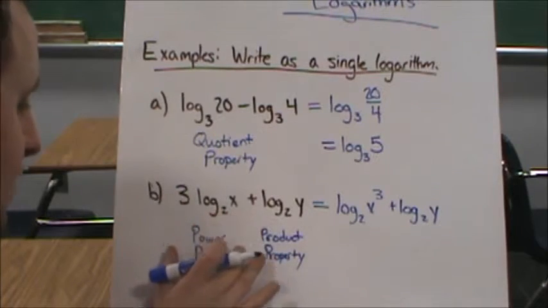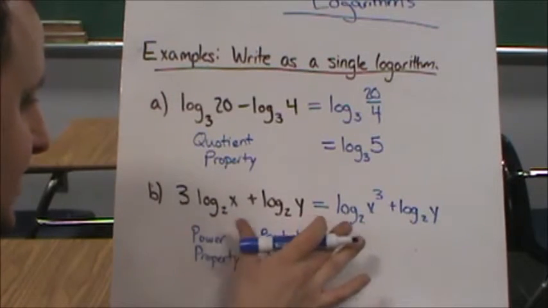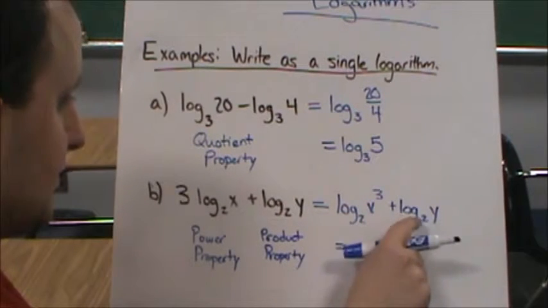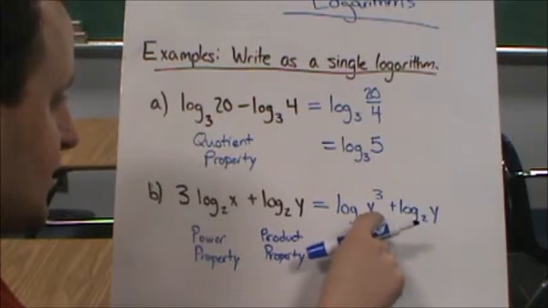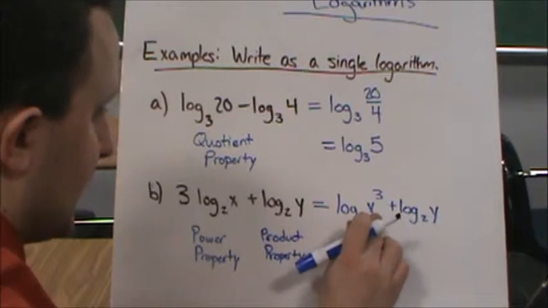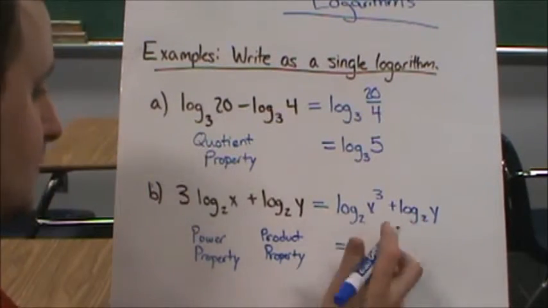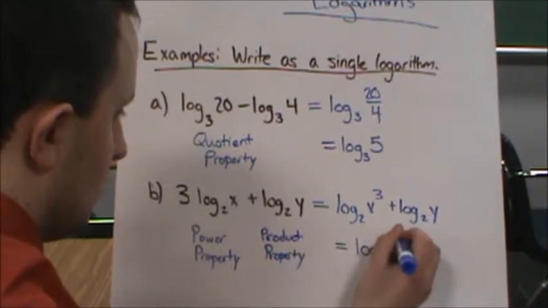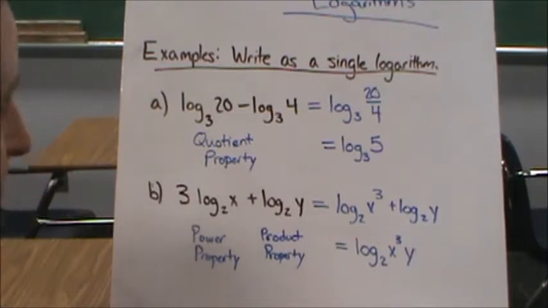So that takes care of the power property, and now you have to take care of the product property. And when you do that, you have log base 2 of x cubed plus log base 2 of y. You can just write it as log base 2 of x cubed times y. Just like that.